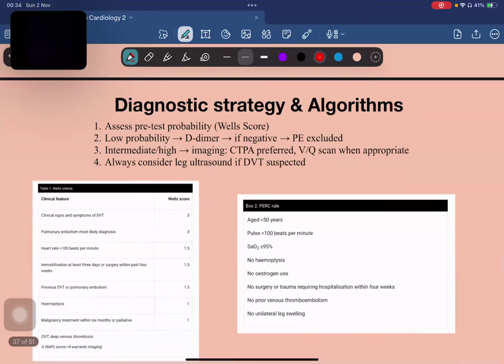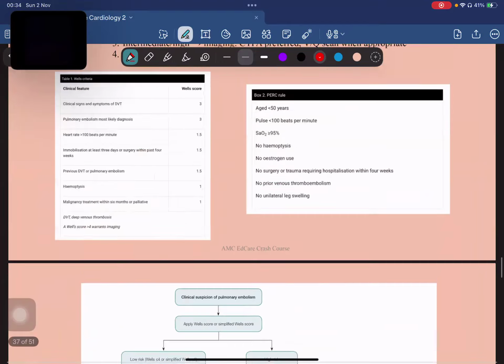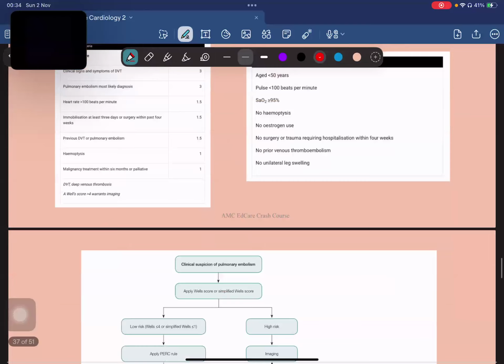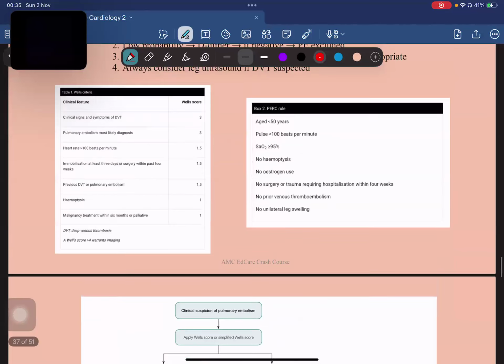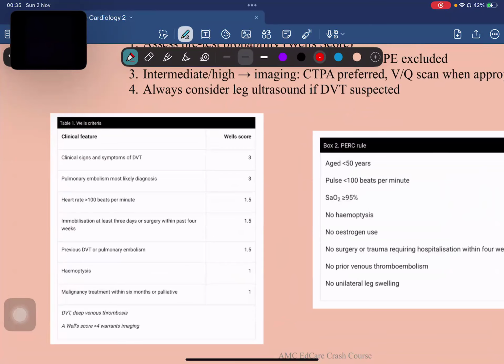Now let's discuss the diagnostic strategy and algorithm. In AMC we follow a structured algorithm, just like DVT. This also has a chart that would make things easier for you. So I would say we could just follow the chart just like that. It's very similar. So what we do is we assess the Wells score. Again, this Wells score is based on clinical features.